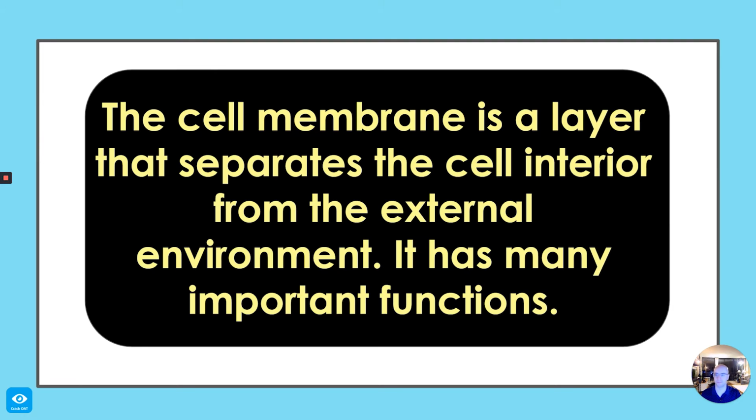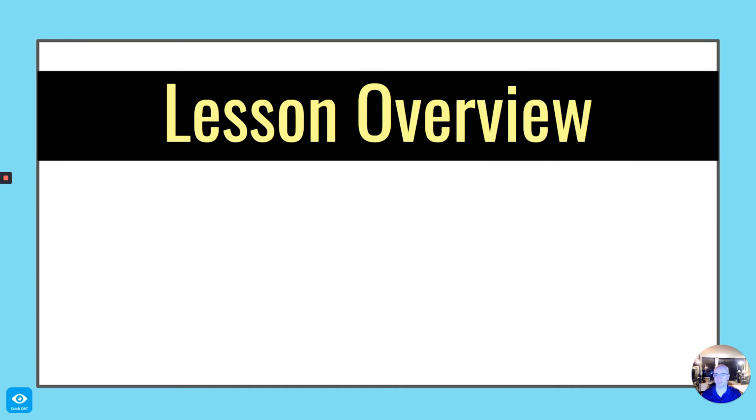Biology section. The cell membrane is a layer that separates the cell interior from the external environment. It has many important functions, including regulating what substances get in or out of the cell, as well as protecting the cell from the external environment.